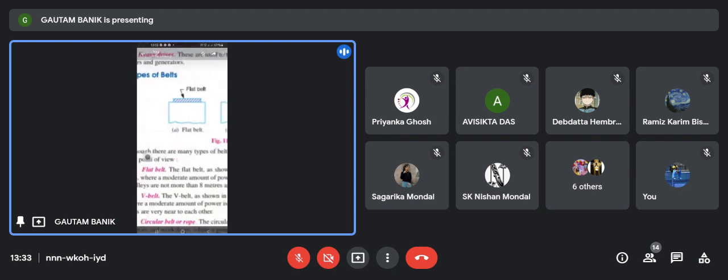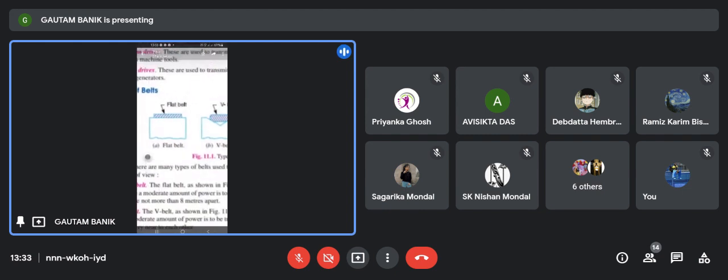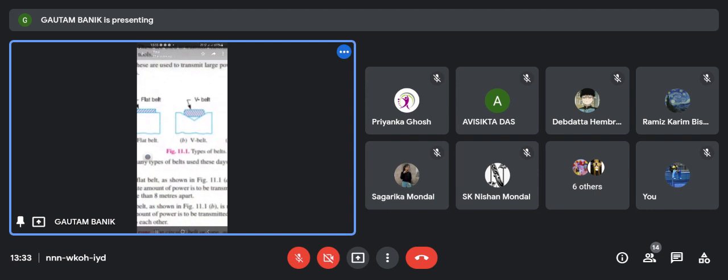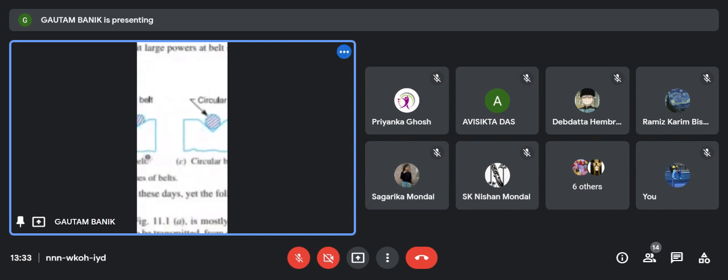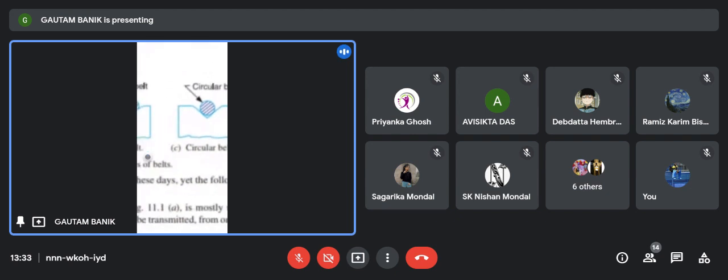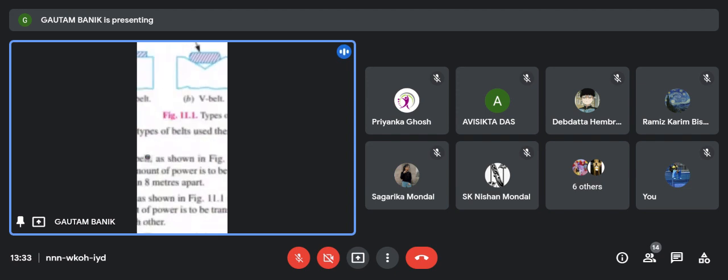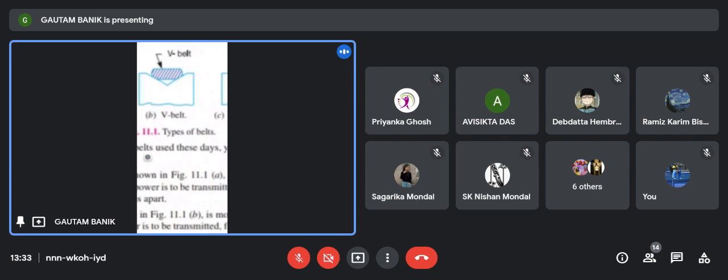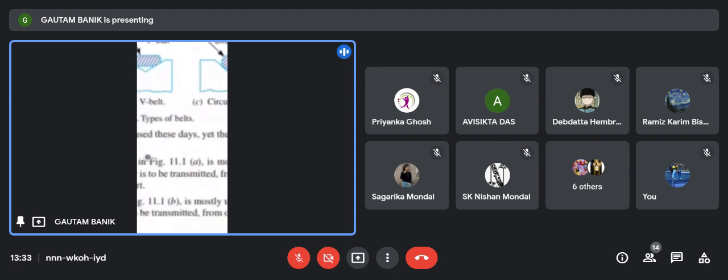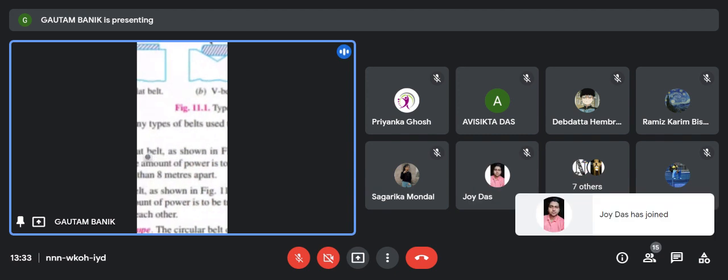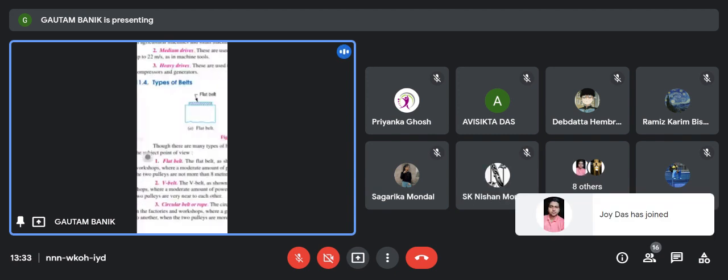And then the types of belt. Types of belt, I have already told you, that is a flat belt. This is the cross sectional view of a flat belt. These are all the cross sections. Flat belt cross section. Hatch is given. This is a flat belt, and this is the V belt. V belt, circular belt. These show the cross section. As per engineering drawing, flat belt, V belt, and circular belt. This type of cross section occurs in this part. Okay. Flat belt, V belt, and circular belt.